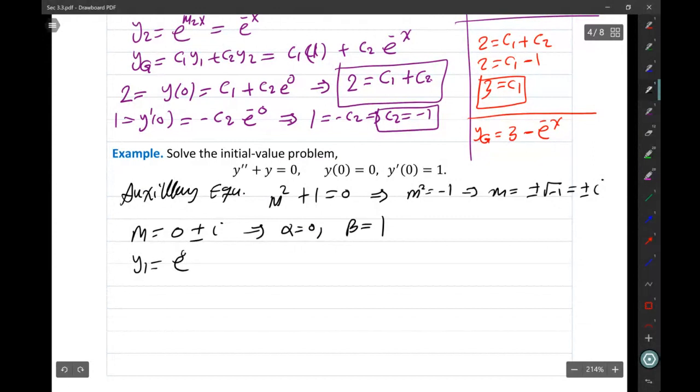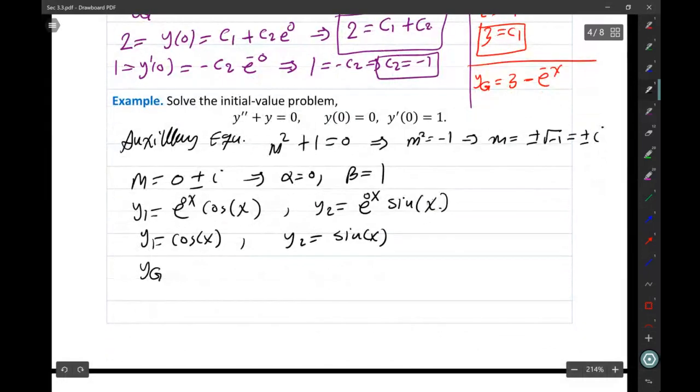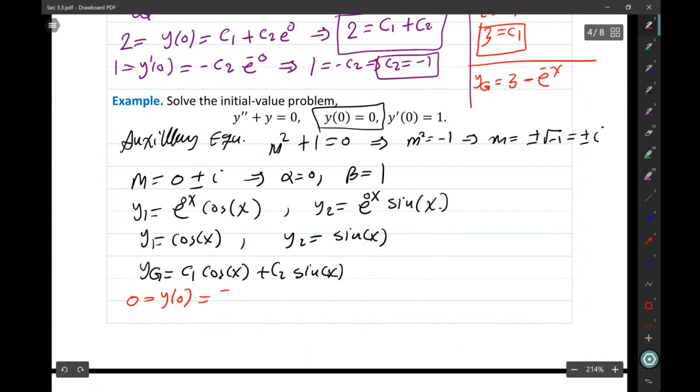y1 is e to the power 0x times cosine x. y2 is e to the power 0x times sine beta x, which is 1 times x. So y1 is just cosine and y2 is just sine. Now yg is c1 cosine plus c2 sine. Use the initial conditions now to find the constants. The first one: 0 is equal y of 0, which is c1 times 1 plus c2 times 0, which implies that c1 is equal 0.